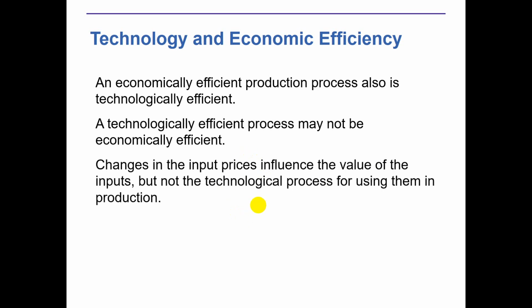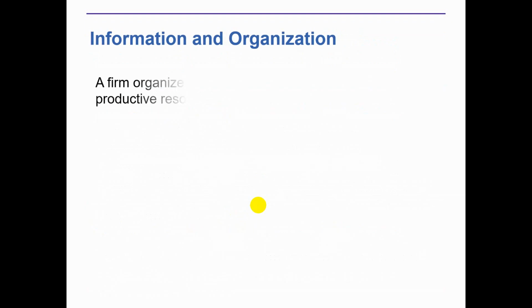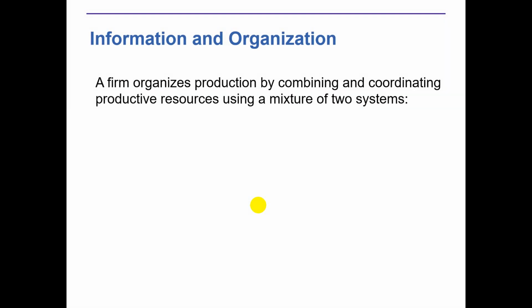Changes in the input price influence the value of the input but not the technological process for using them in production. So this is the difference between technological efficiency and economic efficiency. So what is the role of information and organization? A firm organizes production by combining and coordinating productive resources using a mixture of two different systems. So the firms use these two methods to organize their production and maximize their profit. The one is the command system and the other is the incentive system.